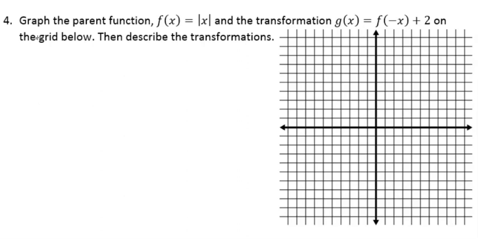Number 4. Graph the parent function f(x) equals the absolute value of x and the transformation g(x) equals f(negative x) plus 2 on the grid below. Then describe the transformations. So I'll put the parent function in blue. We start at the origin and our slope is up 1 over 1. And then we do that to the other side to make a mirror image.